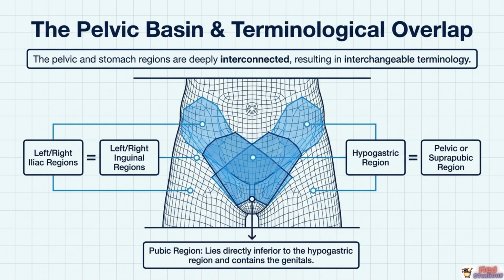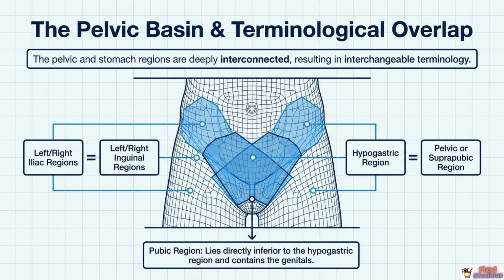The pelvic and lower abdominal regions are so deeply anatomically interconnected that their regional names overlap and are used interchangeably in clinical practice. The left and right iliac regions, the lower lateral regions of the 9-region abdominal system, are completely synonymous with the left and right inguinal regions. Both terms refer to the same anatomical zones on either side of the lower abdomen, and both are used freely in clinical documentation, surgical notes, and radiology reports.